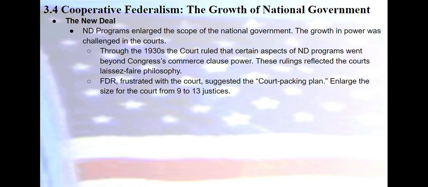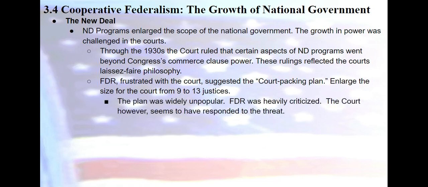FDR becomes so frustrated with the courts and their pushback to his New Deal that he suggests implementing what's called the court packing plan. Basically, it made it so that justices over 70 years old could have additional justices appointed to join them. What it would have done is increased the size of the Supreme Court for practical purposes from 9 justices to 13, and therefore FDR could implement his New Deal programs and have these new justices, who he would appoint, that were more amenable to the New Deal and believed in more wide use of the Commerce Clause.